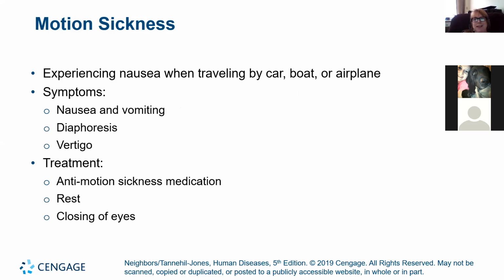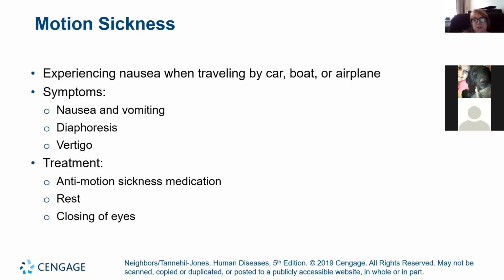Motion sickness is actually an ear problem, okay? This is when you're experiencing nausea when traveling by car, boat, or airplane. The symptoms are nausea, vomiting, diaphoresis, you get very sweaty, or vertigo. You just feel like you're moving constantly. There's three types of treatment.